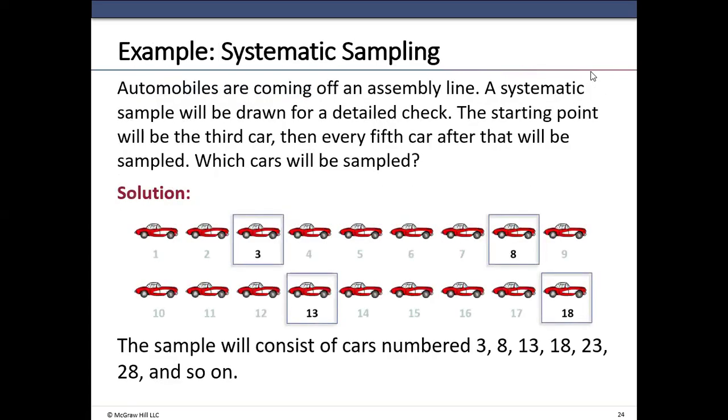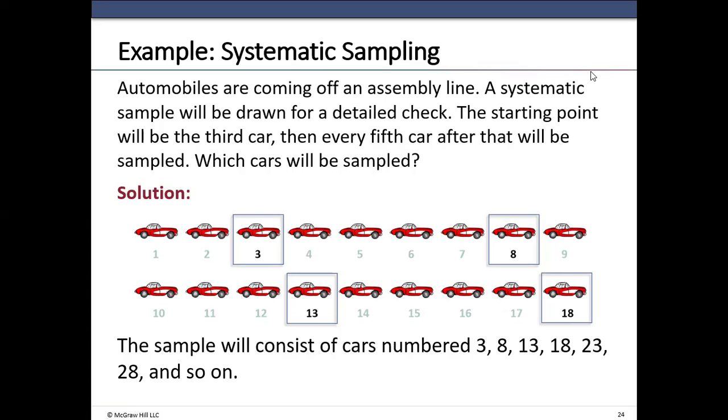Automobiles are coming off an assembly line. A systematic sample will be drawn for a detailed check. The starting point will be the third car. You may ask why start at the third; you could have started at position 2. Then take every fifth car, so you start at position 3 and take every fifth car after that. Which cars will be sampled? The third car, then 3 plus 5 is the eighth car, 8 plus 5 is the 13th car, 13 plus 5 is the 18th car, and so forth.